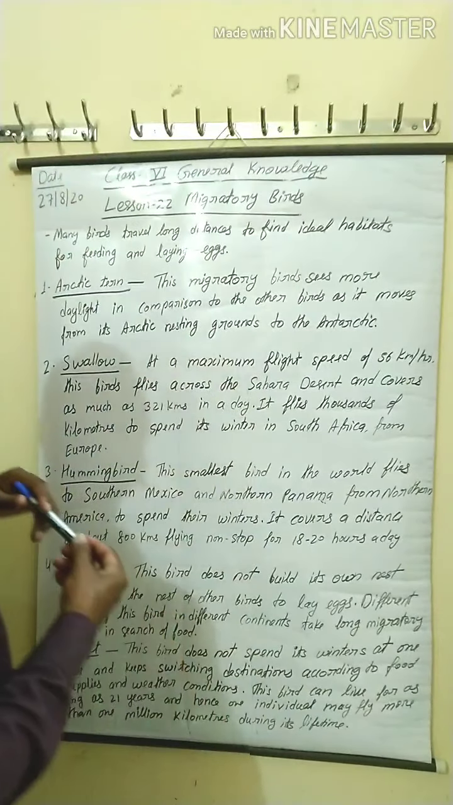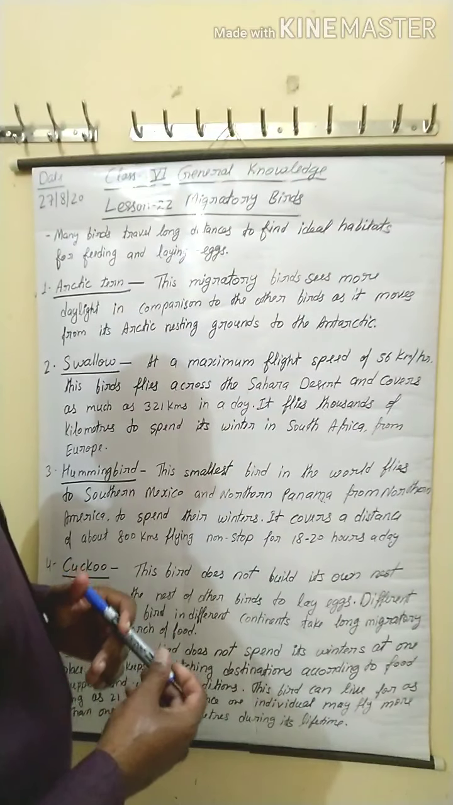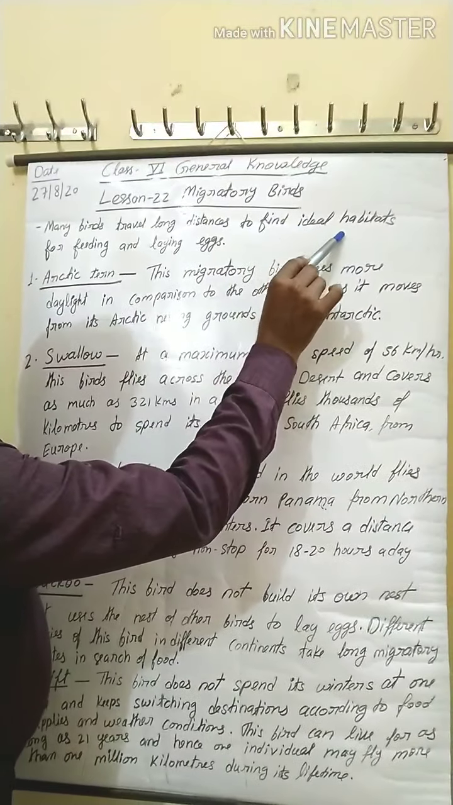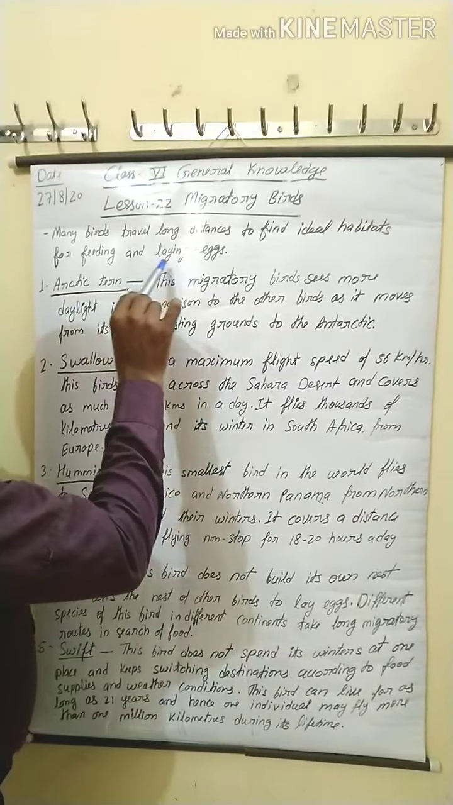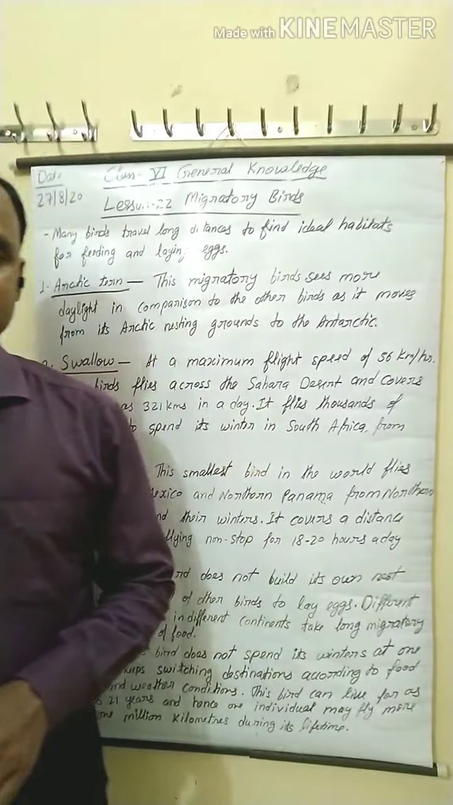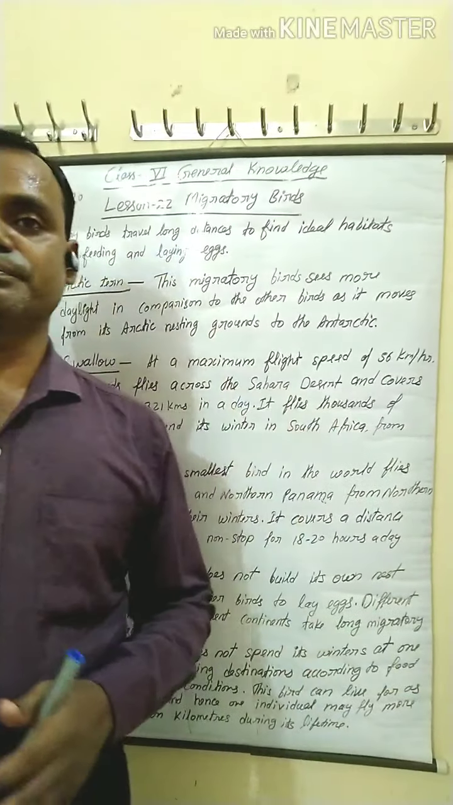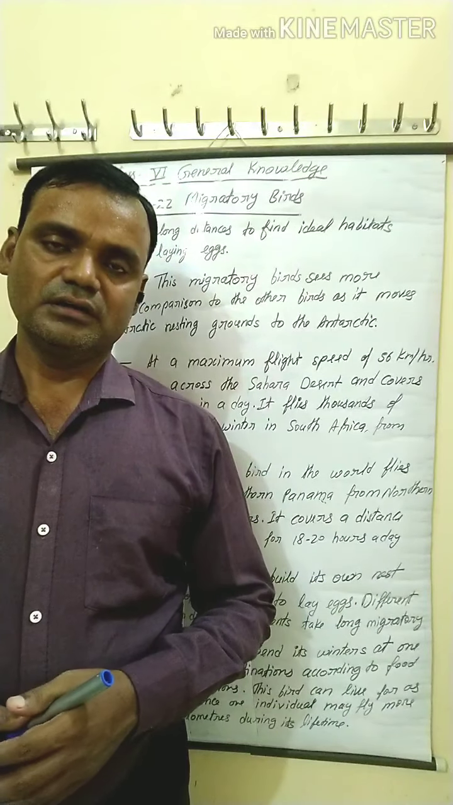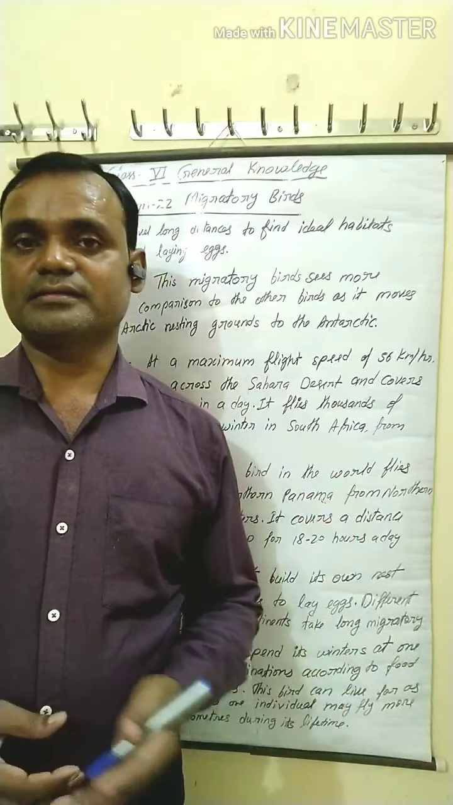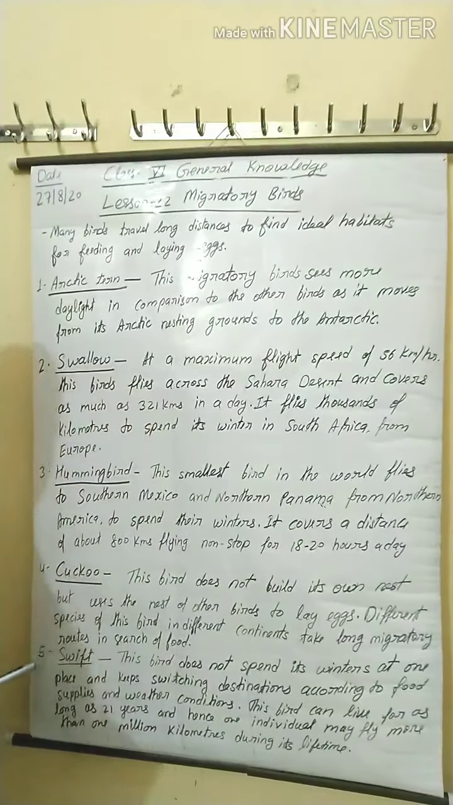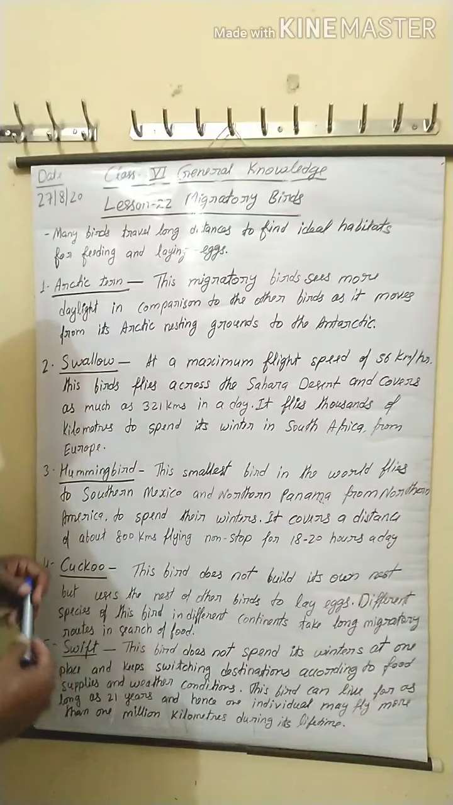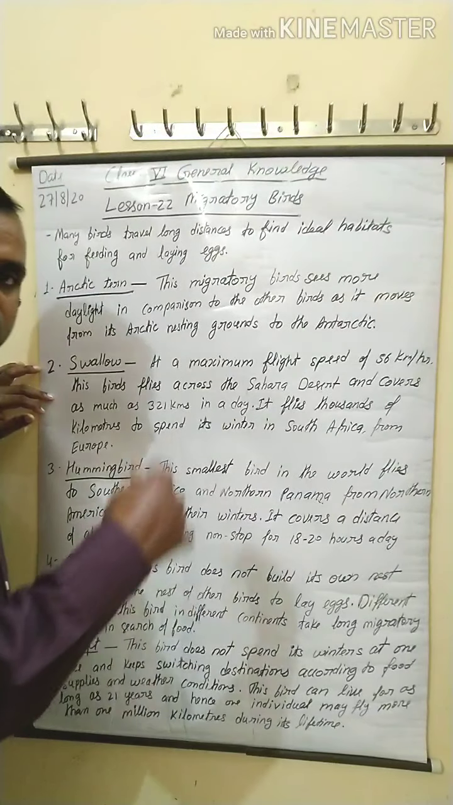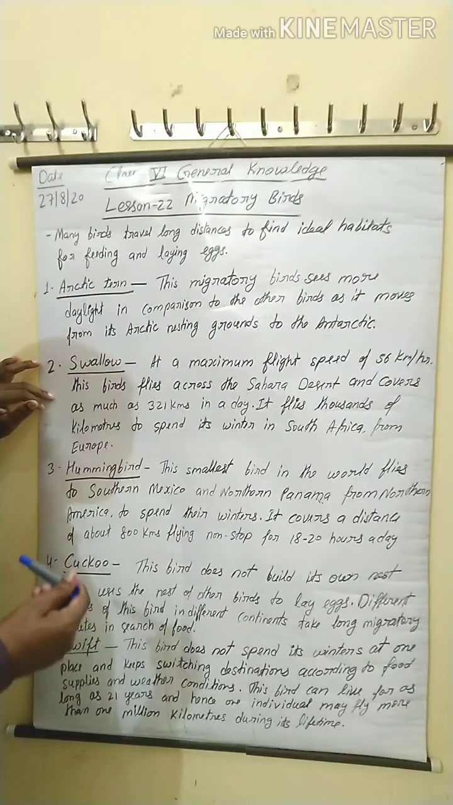Okay, students, see here. Migratory birds. Many birds travel long distances to find ideal habitats for breeding and laying eggs. Some birds migrate from one place to another for searching food, for searching an ideal habitat, or for laying eggs. In this chapter we discuss 5 migratory birds that travel from one place to another. Now we discuss them one by one.